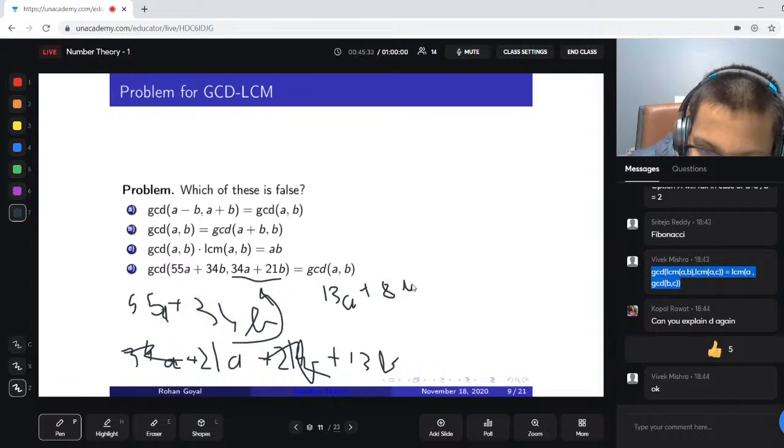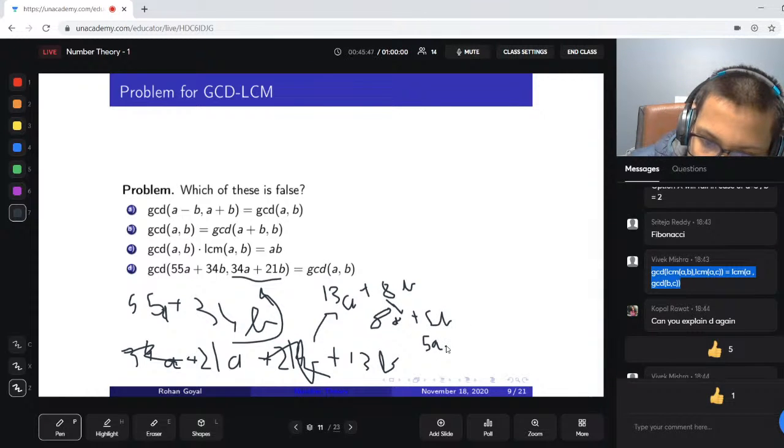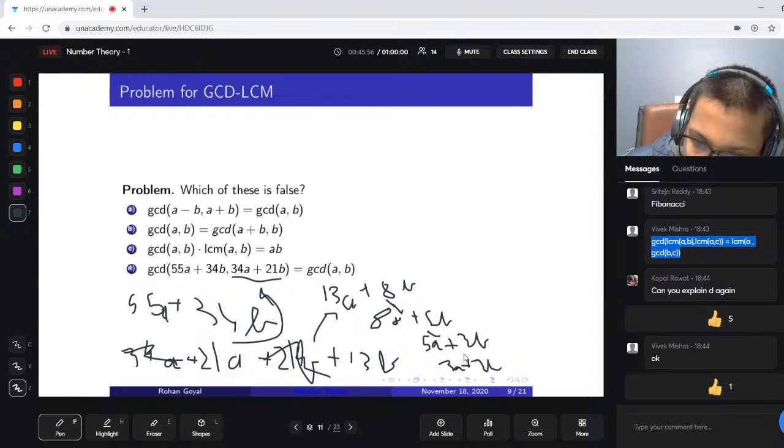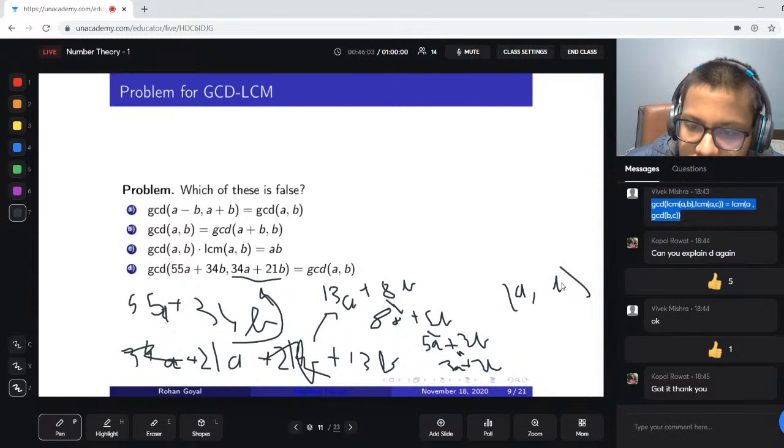And I can keep repeating the process. Now I'll subtract this. I'll get 8A plus 5B. Then I'll subtract again. I'll get 5A plus 3B. I'll subtract again, 3A plus 2B, 2A plus B, and so on. And I'll eventually get just A comma B. This process can keep repeating.